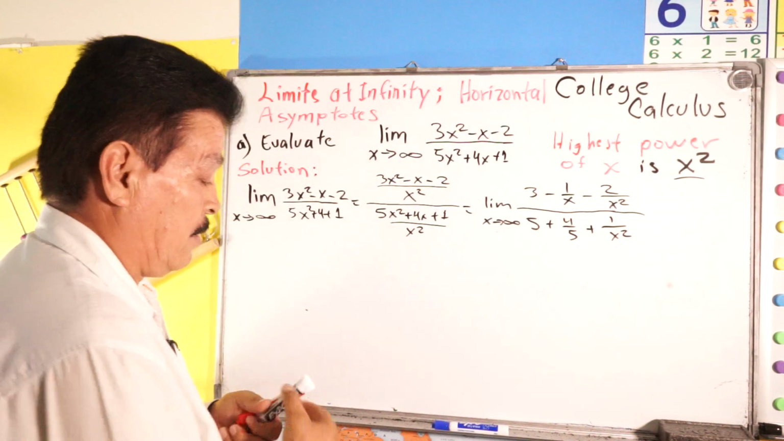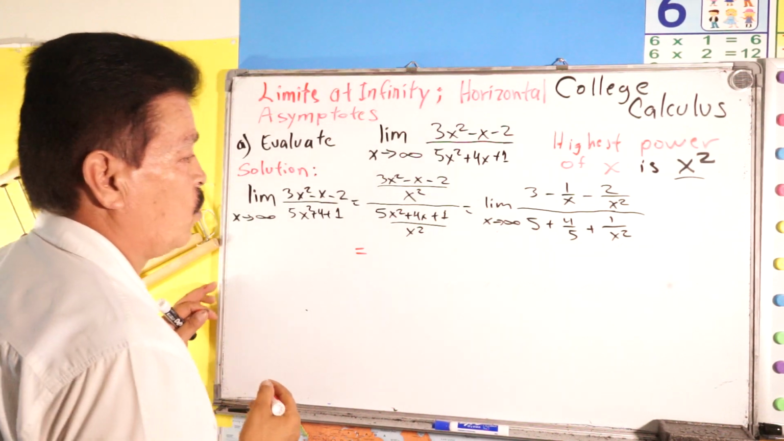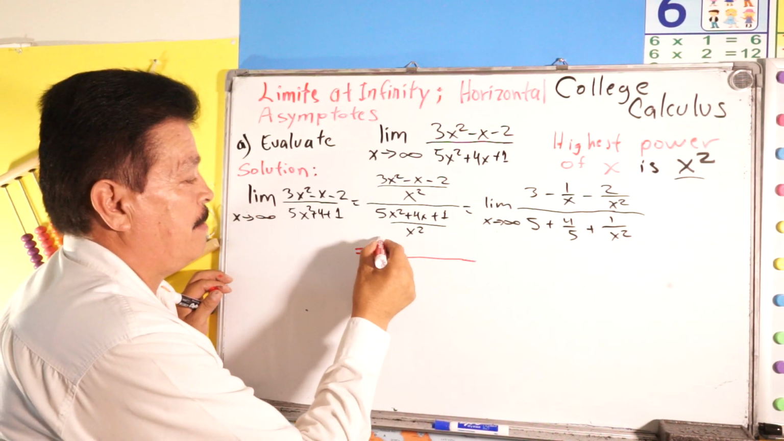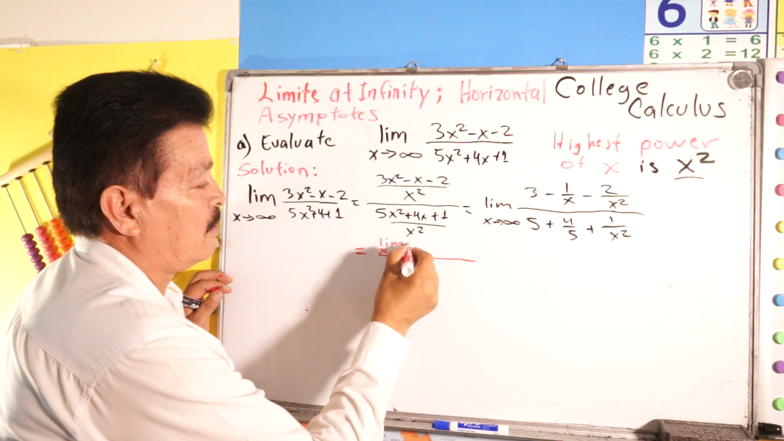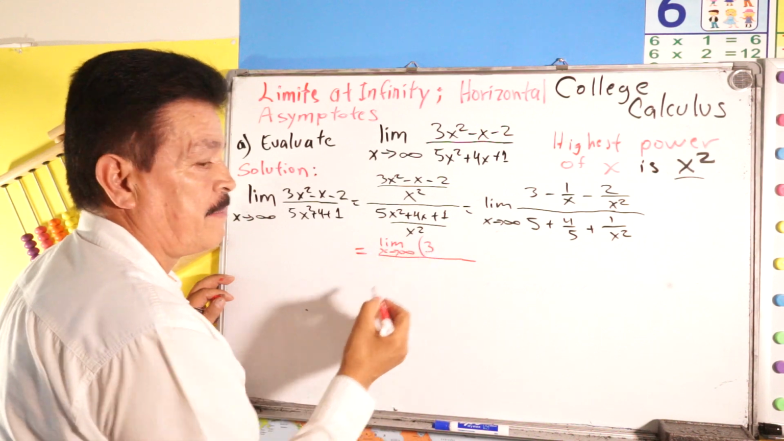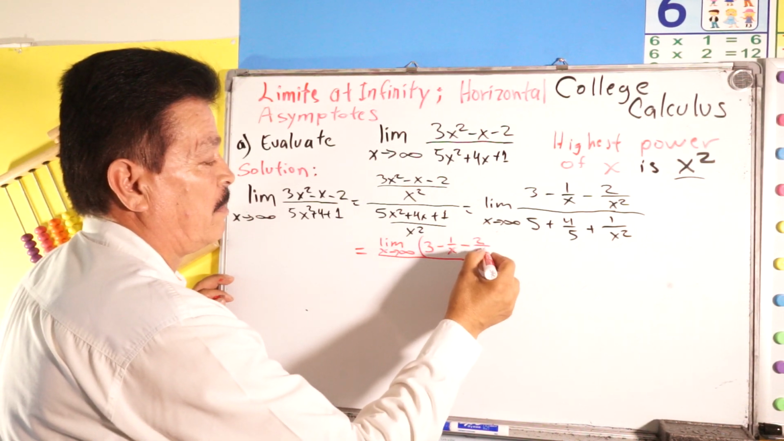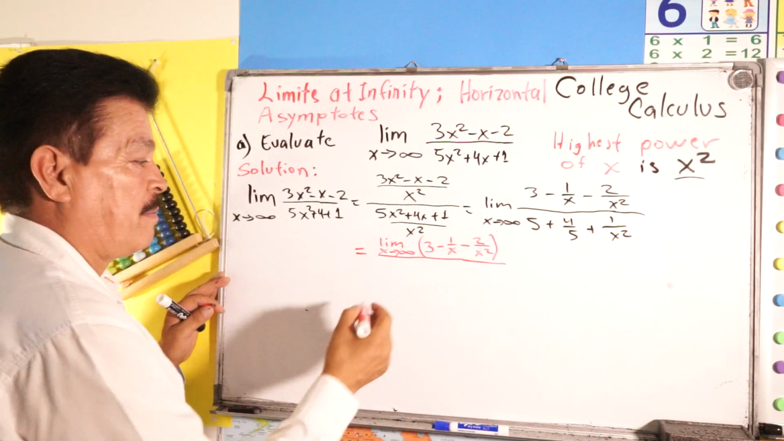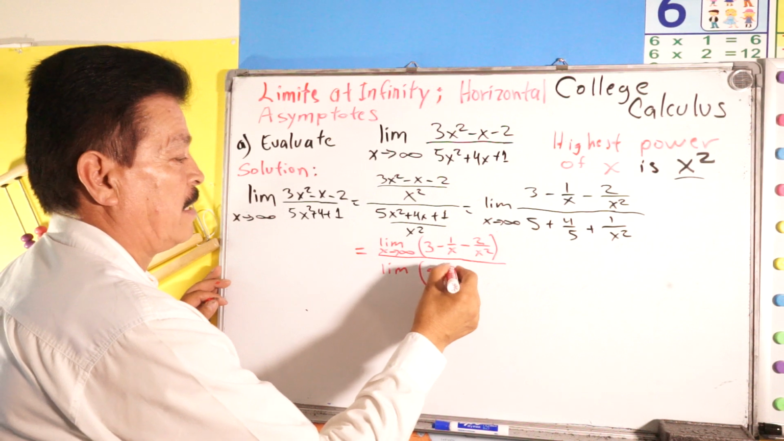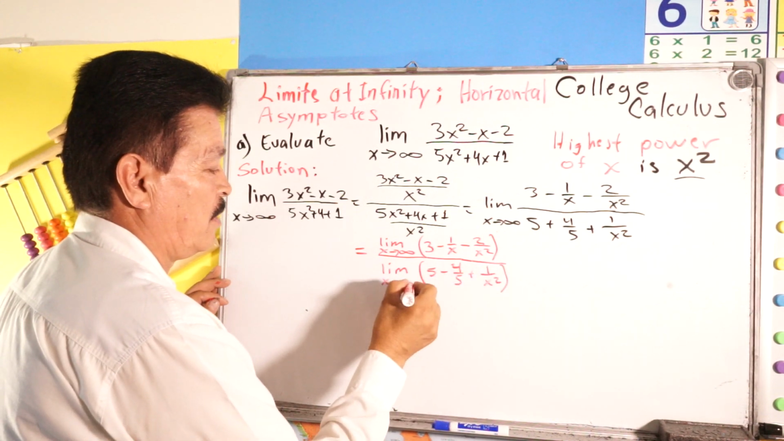Next step, let me use a different color here. This will be equal to the limit as x approaches infinity of 3 − 1/x − 2/x² in the top, and the limit of 5 + 4/x + 1/x² in the bottom, when x approaches infinity.